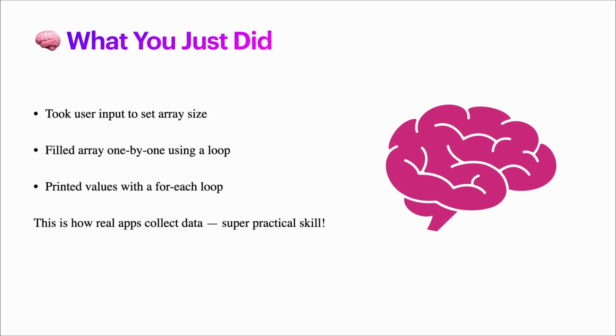Okay, so now here is a slide of what you just did. You took a user input to set the array size. Next, you filled the array one by one using a loop. Next, you printed the values with a for each loop. So that was all you did. And this is how real apps collect data. Super practical skill, isn't it? So it's really, really helpful. Since you already know how to do this, and if you take more and more practice, you become perfect.